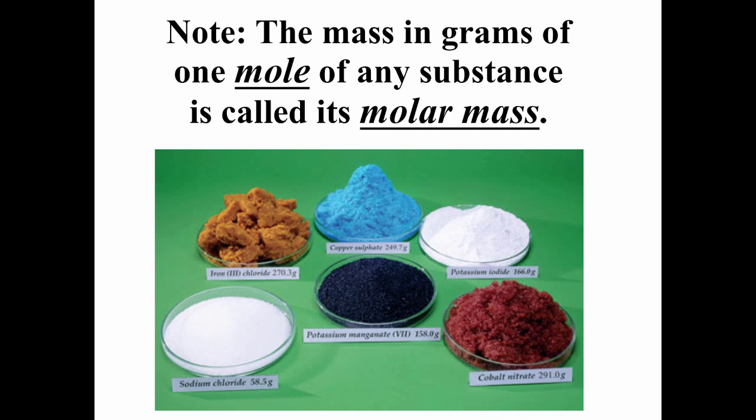Note that in general, the mass in grams of 1 mole of any substance is what's called its molar mass. So we have the compound iron(III) chloride, molar mass of 270 grams per mole, copper sulfate 249.7 grams per mole, and similarly potassium iodide, sodium chloride, potassium permanganate with the 7 oxidation state for the manganese ion, and then cobalt(II) nitrate. Molar masses of these substances are shown, and the amount of stuff that makes 1 mole shown in the picture.